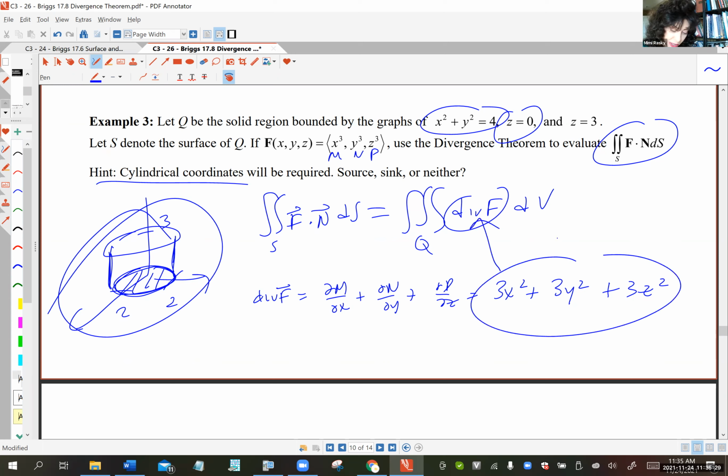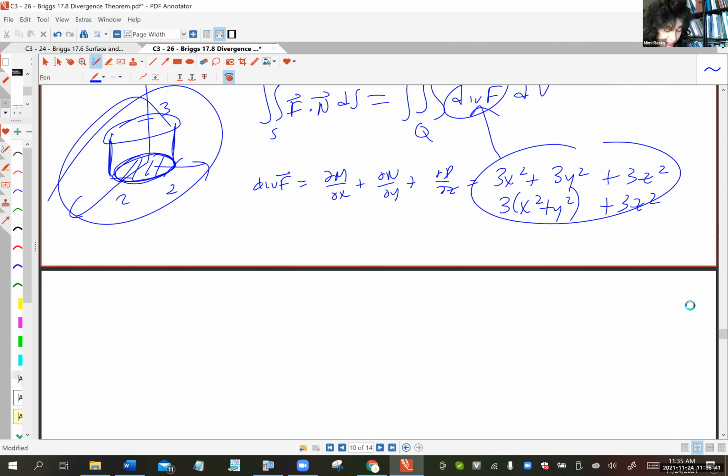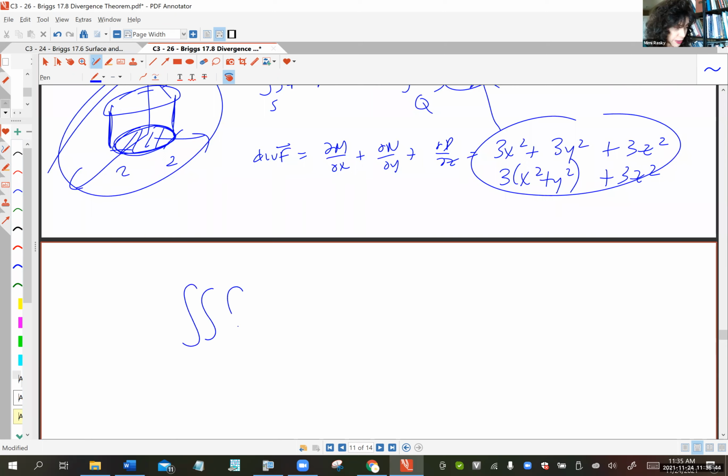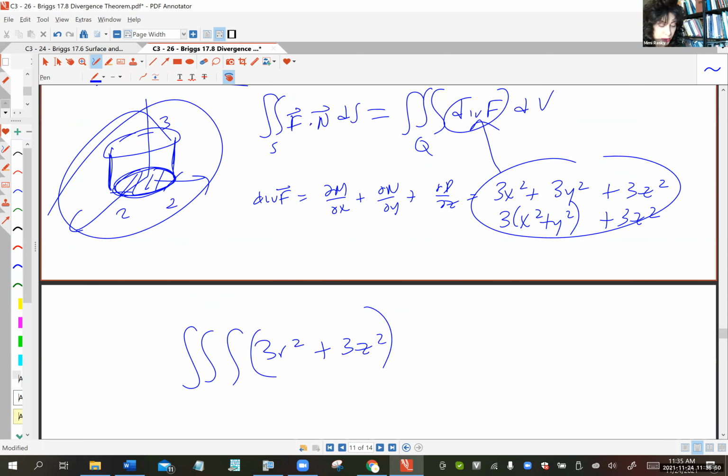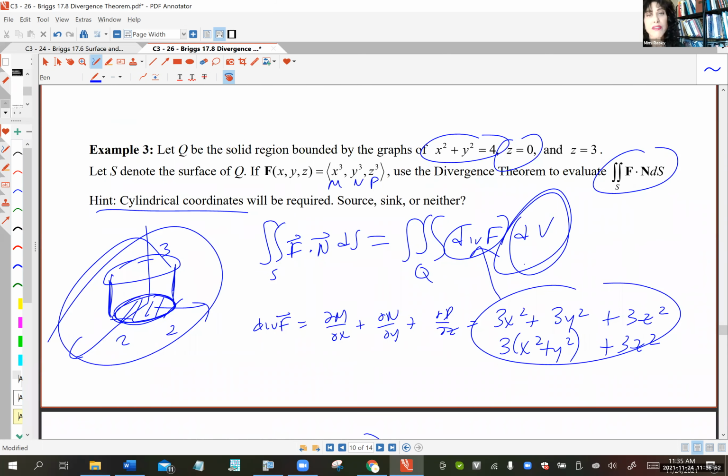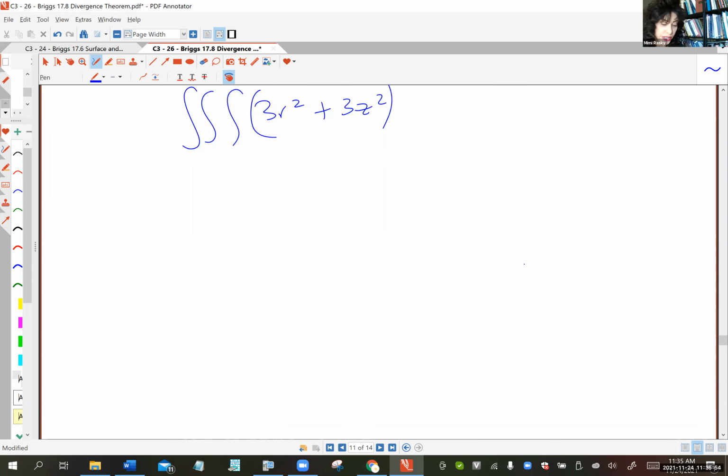So what I'm going to do is factor out a 3 from the first 2 terms. And remember, when you convert to cylindrical, z just stays himself. z is just z. So it's not too bad. Then you have a triple integral of 3r squared plus 3z squared. And remember that your volume element, dV, for cylindrical is r dz dr d theta.